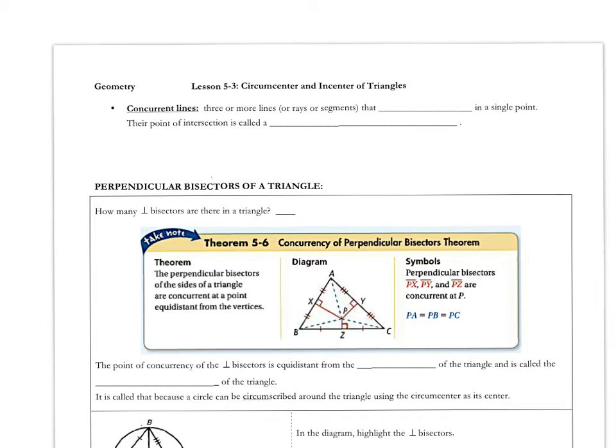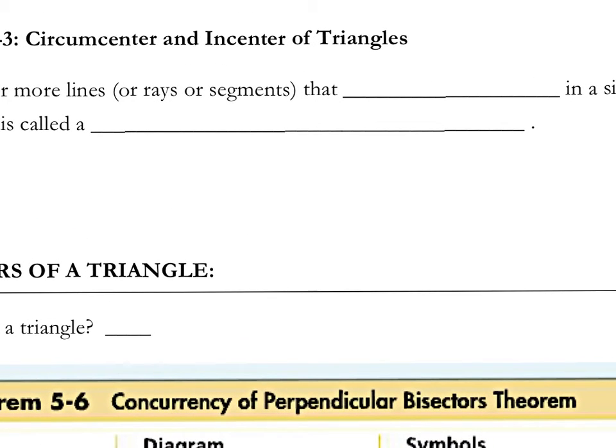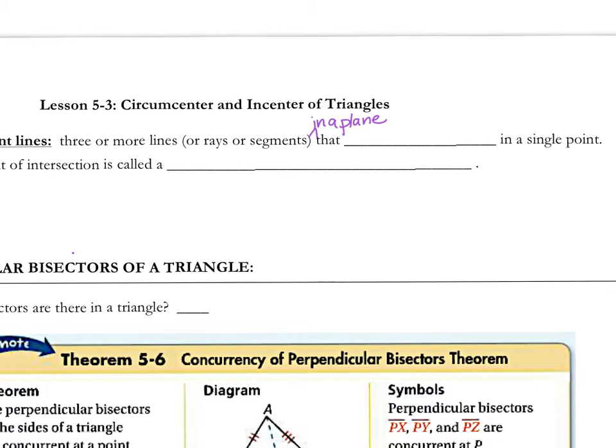This is lesson 5.3 on circumcenter and incenter of triangles. So first of all, term: concurrent lines. Three or more lines, and they could be rays or segments, in a plane, that intersect in a single point are called concurrent. So that point of intersection is called a point of concurrency. And I'll draw you a picture of this in a minute here.